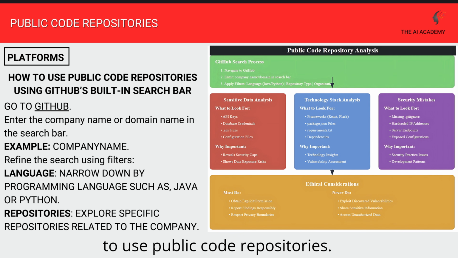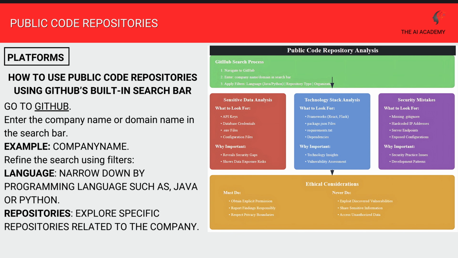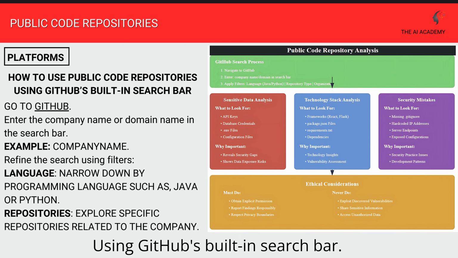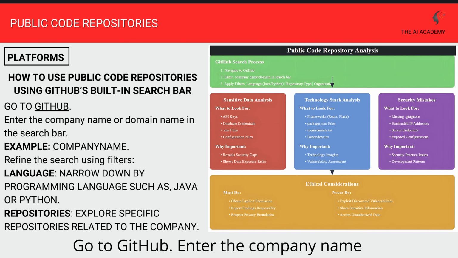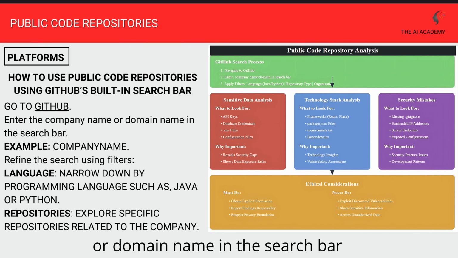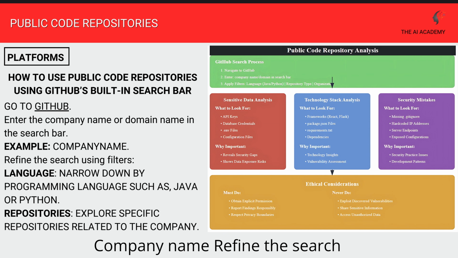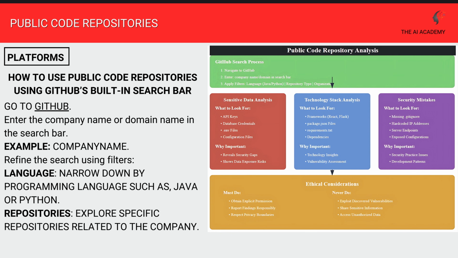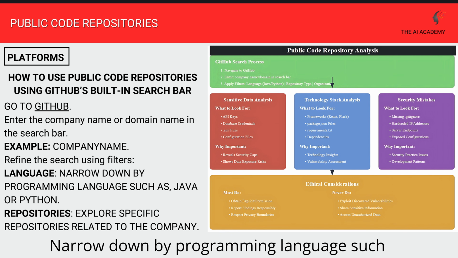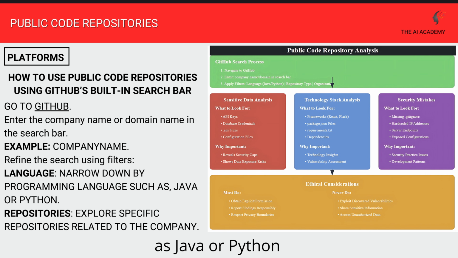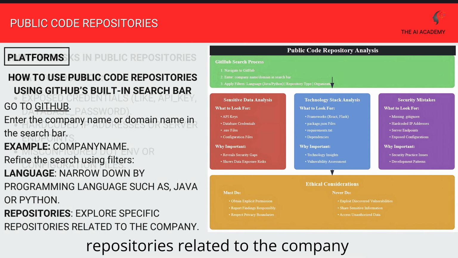How to use public code repositories. Using GitHub's built-in search bar: go to GitHub. Enter the company name or domain name in the search bar, for example, the company name. Refine the search using filters. Language: narrow down by programming language such as Java or Python. Repositories: explore specific repositories related to the company.